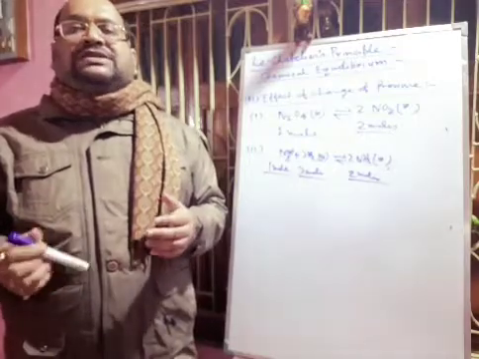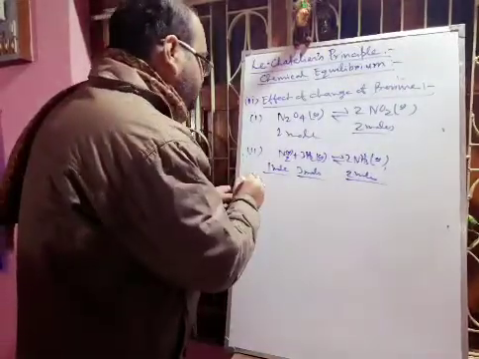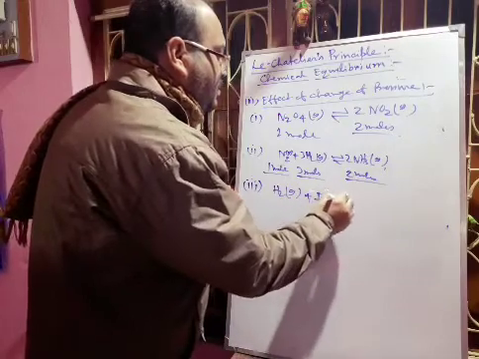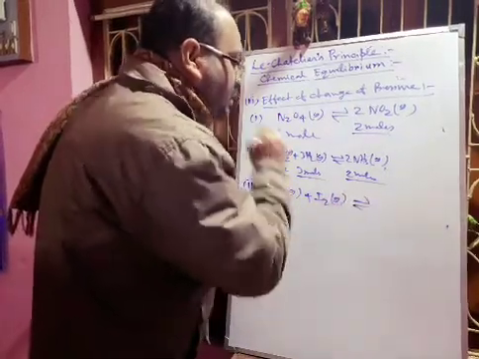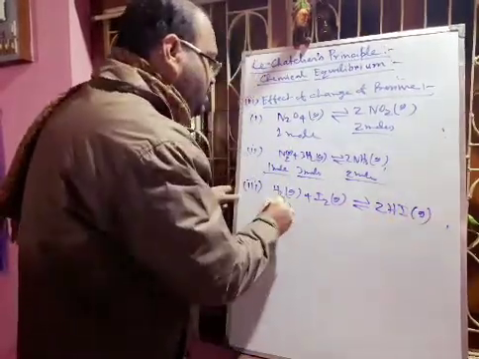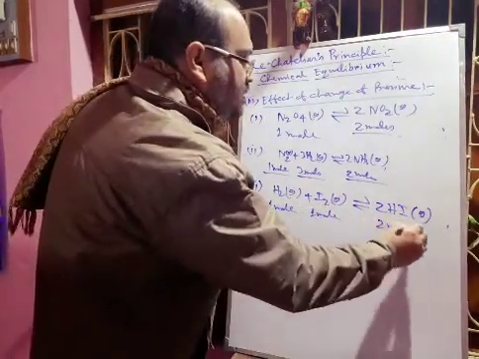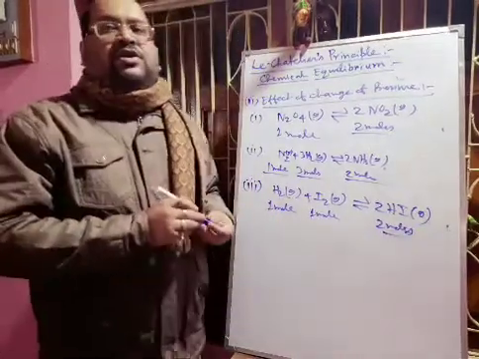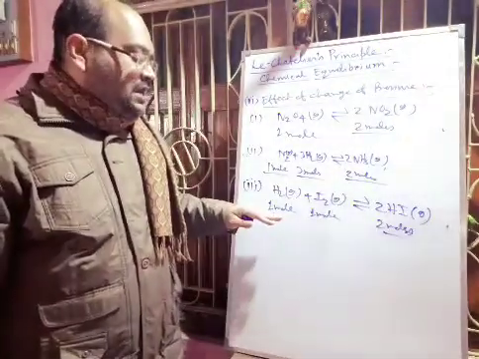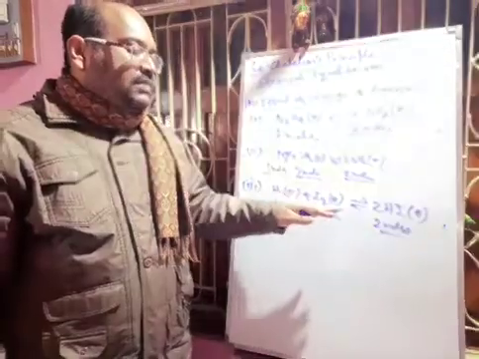Next we will consider another case, where hydrogen gas is reacting with iodine gas, forming HI gas. So here 1 mole of reactant is reacting with another 1 mole, forming 2 moles of HI. So that means here the number of moles of the reactants and the number of moles of the products.